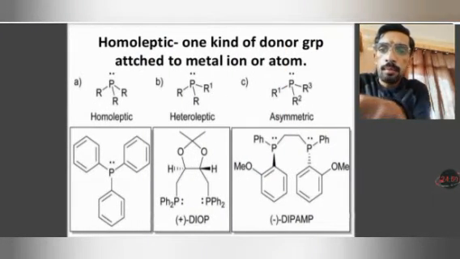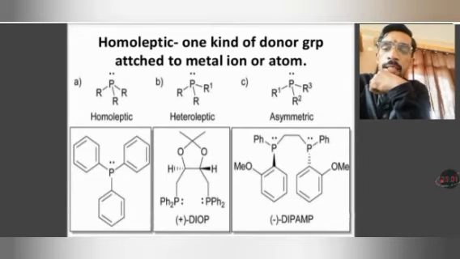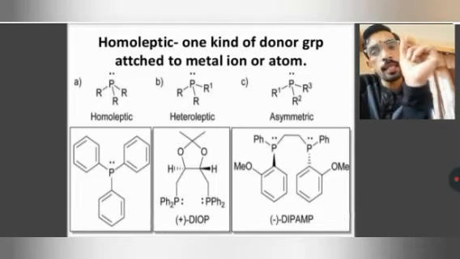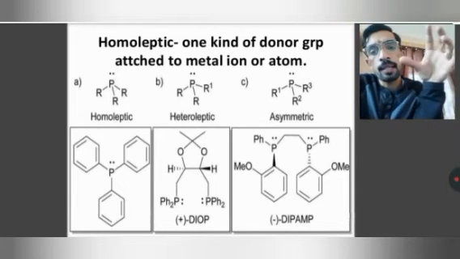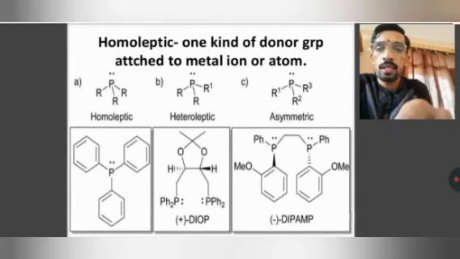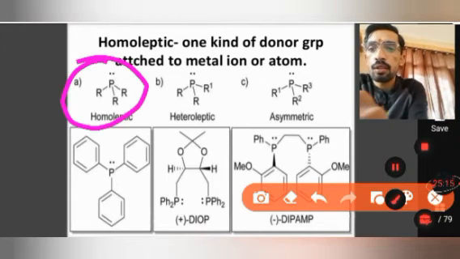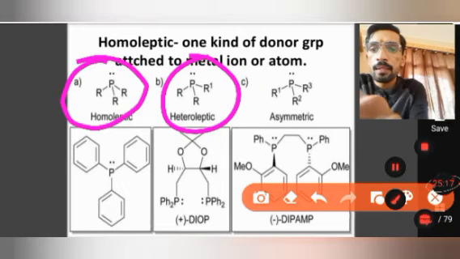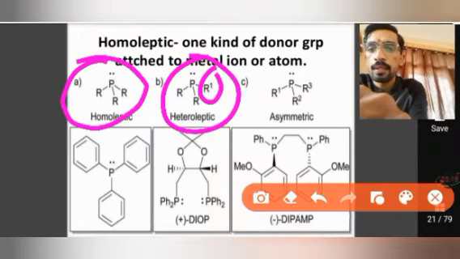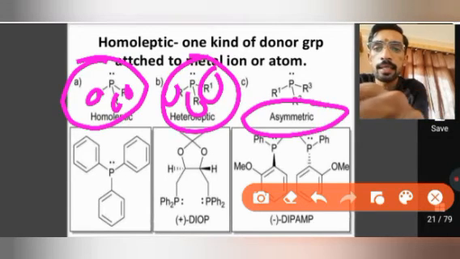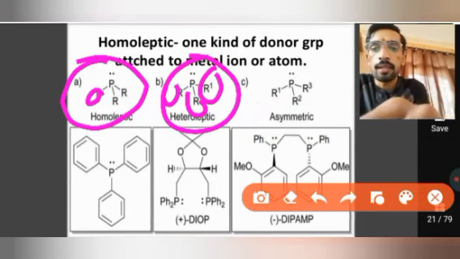Okay. So there are homoleptic. Homoleptic are what? Where one kind of donor group is attached to the metal ion or atom. एक ही तरह के donor group जब एक से ज़्यादा बार अटैच होते हैं तो उसको homoleptic बोलते हैं. ठीक है? This word is used, homoleptic. So for example here homoleptic, this is heteroleptic. Why? Because R1 is different than R, where all R is there. So this is homo, this is hetero. This is asymmetric. Asymmetric means all three are different.